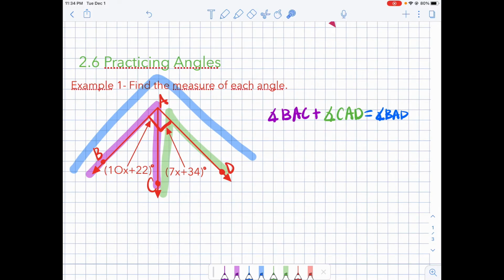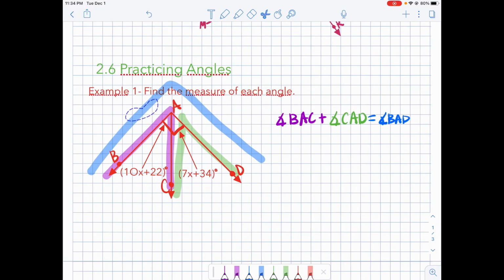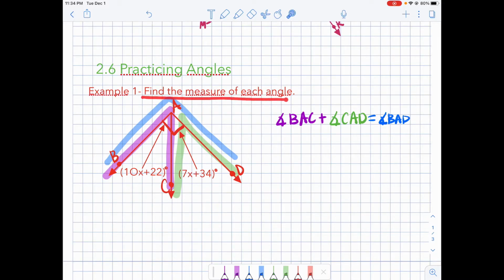The last thing I want you to remember is that this is telling you to find the measure of each angle. So that means that yes, you might possibly find x, but you might have to go further. Keep that in mind, press pause, and go ahead and solve the problem.